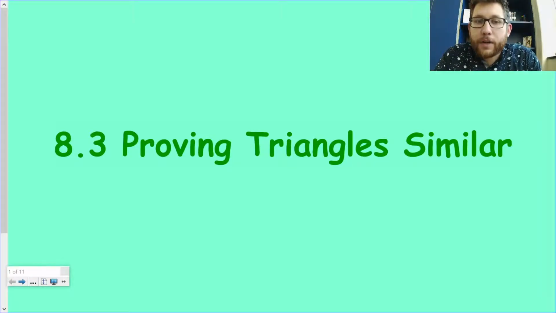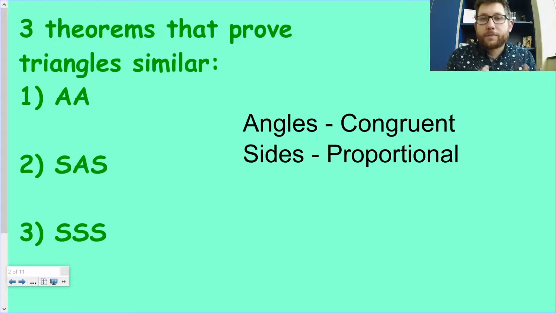In this video, we're going to take a look at proving triangles similar. Now, unlike before, when we proved triangles congruent, this is going to be a little bit different. We've dealt with congruent triangles. Remember we talked about SSS and SAS and ASA, AAS, and HL. Proving triangles similar is different in two ways.